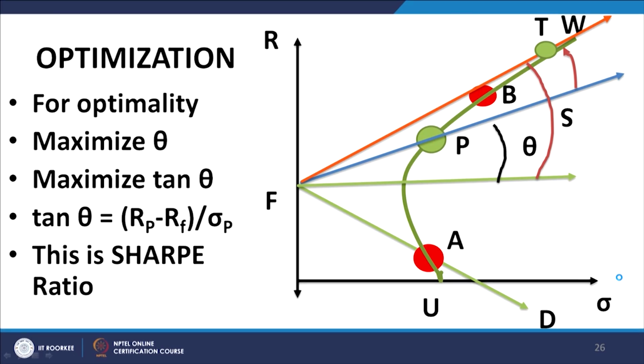You can see here in this diagram, which we have observed a number of times earlier, for optimality, what do we do? We maximize the angle theta, the angle that the line FP makes with the x axis. F is the risk free point, the point representing the risk free rate, and P is any arbitrary portfolio. So, in other words, we maximize tan theta because we are in the first quadrant, and tan theta is given by Rp minus Rf divided by sigma p. This is a very important quantity in portfolio analysis. It is given a name, and the name is Sharpe ratio.